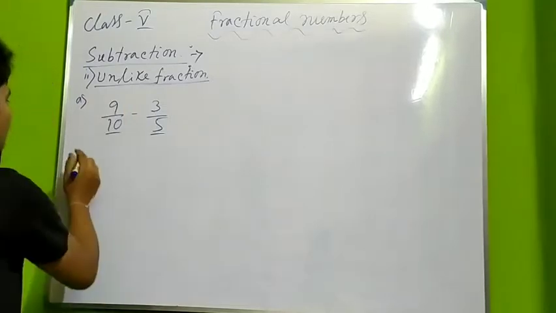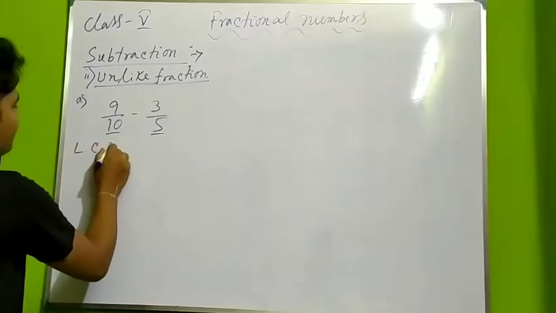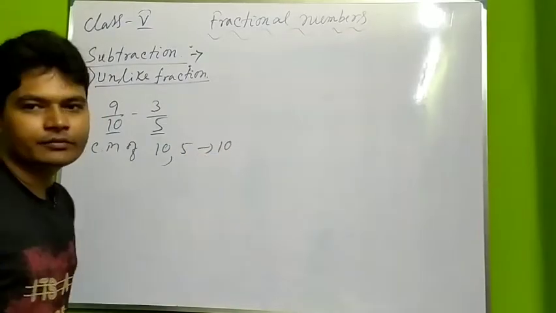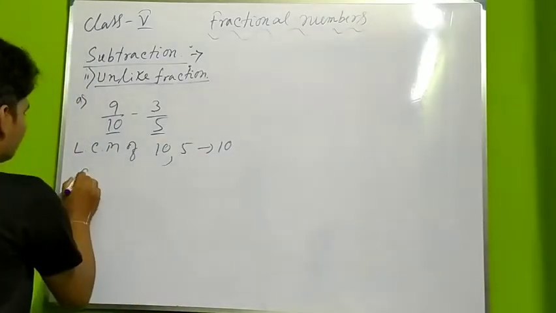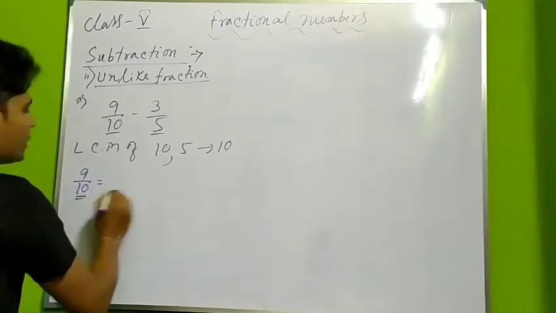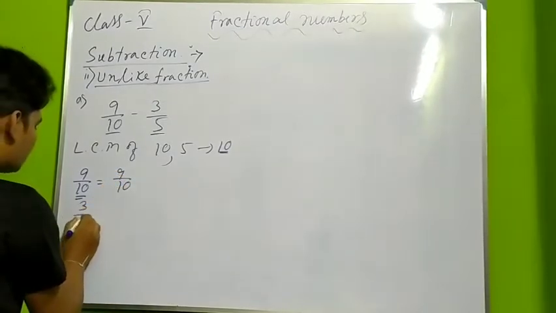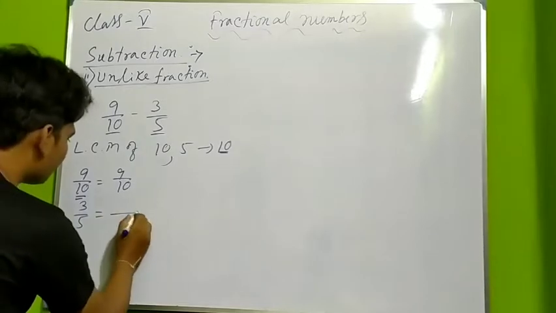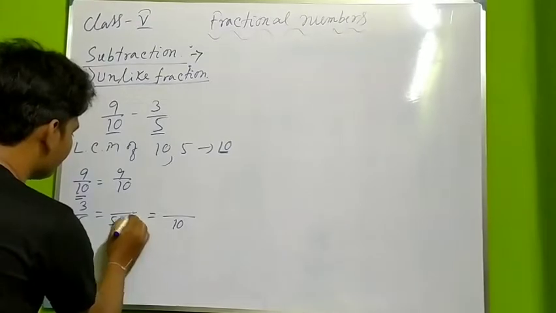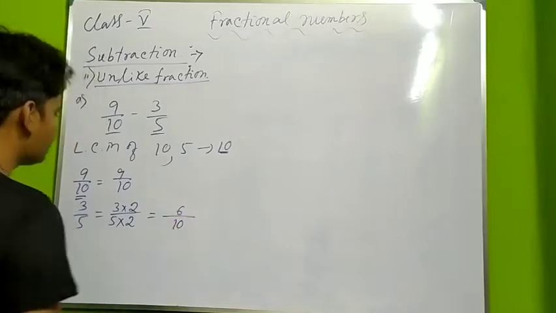Okay, now what is the first method? At first you take the LCM of 10 and 5, that is 10. Now you convert these two fractions into like fractions. In the case of 9 by 10, the denominator is the same as the LCM, so nothing to do here. But in the case of 3 by 5, we have to convert the denominator into 10. So we multiply 5 by 2, and we have to multiply 3 also by the same number, that is 2. So it is 6 by 10.